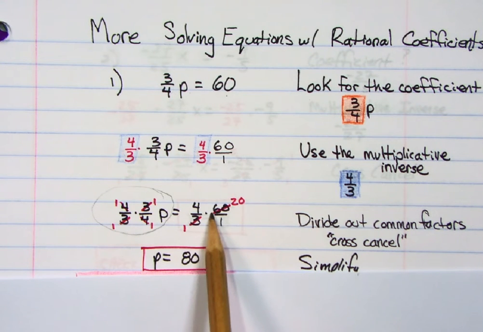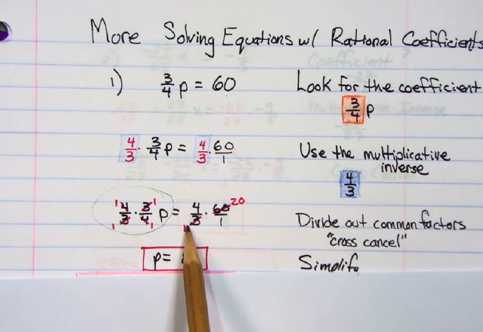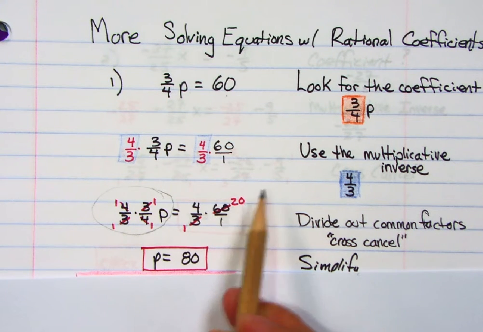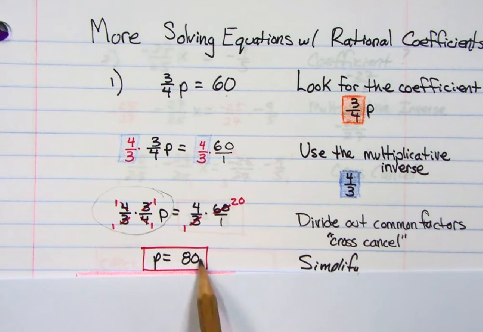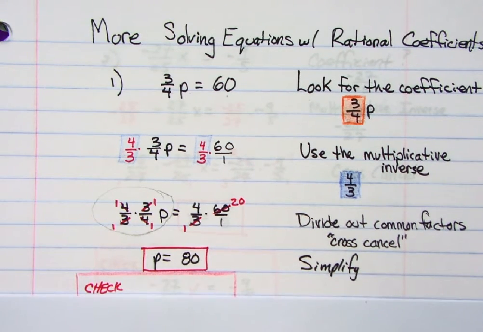I can cross cancel the 3 and the 60. 1 goes into 3. 3 goes into 3 once. 3 goes into 60 20 times. Then I can multiply and go 4 times 20 is 80. So that's called cross canceling.